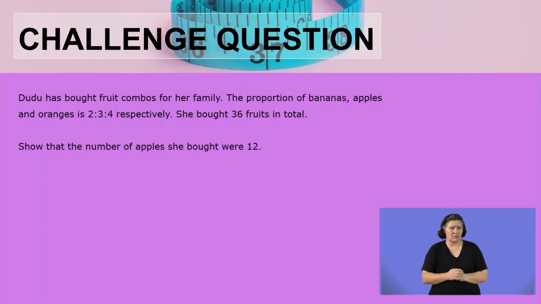Now here is a challenge question. Dudu has bought fruit combos for her family. The proportion of bananas, apples, and oranges is 2:3:4 respectively. She bought 36 fruits in total. Show that the number of apples she bought was 12.